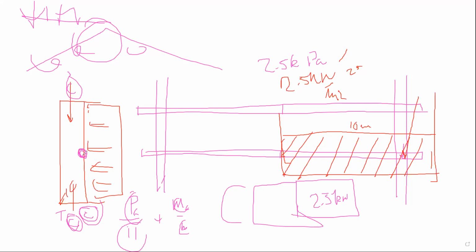Okay, I get it now. Thank you, sir. You see that? Okay, so that's what we mean by combined load effects.